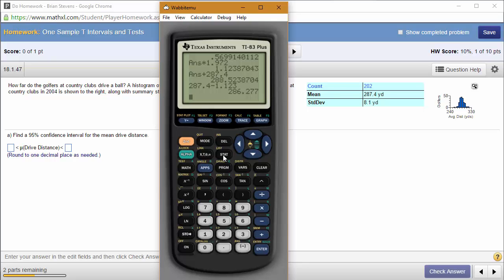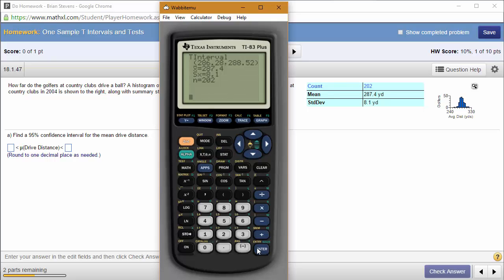And we can do this very quickly with the stat tests, and we want to go to T interval right here, T interval, introduce the statistics. Our sample mean is 287.4. Our sample standard deviation is 8.1. Our sample size is 202, and our confidence level is 95, and calculate. And we should have exactly what we had before. See here in a second.